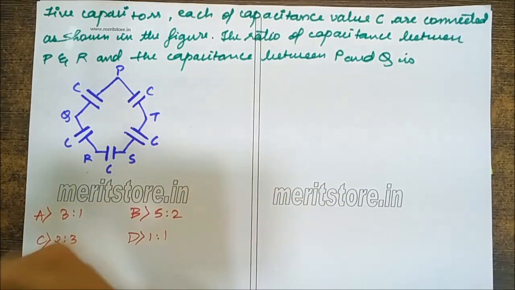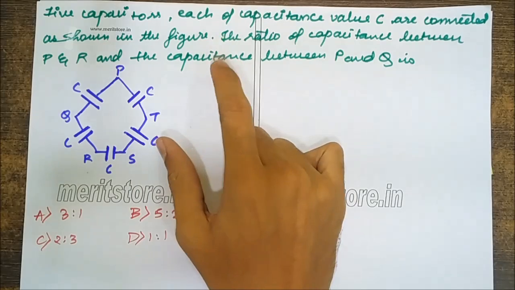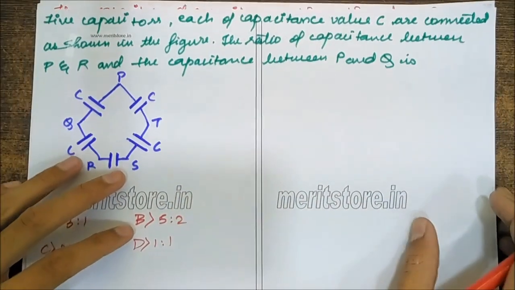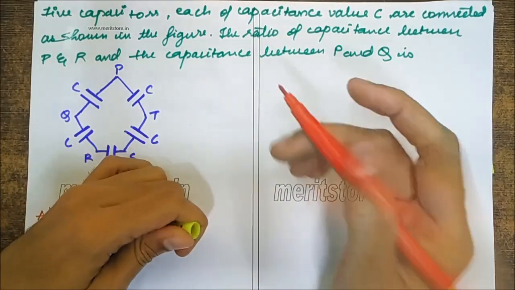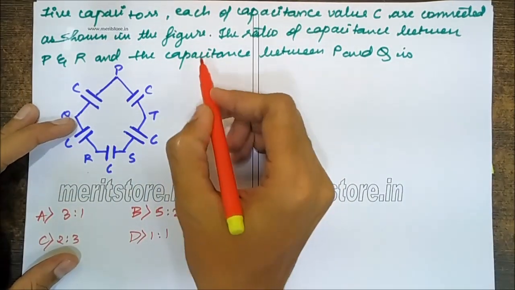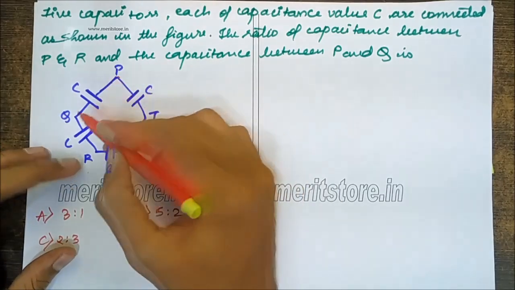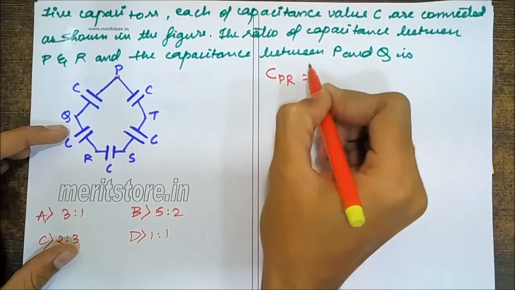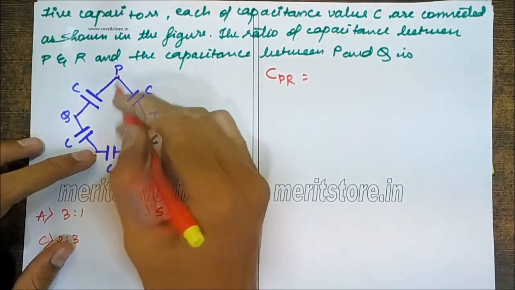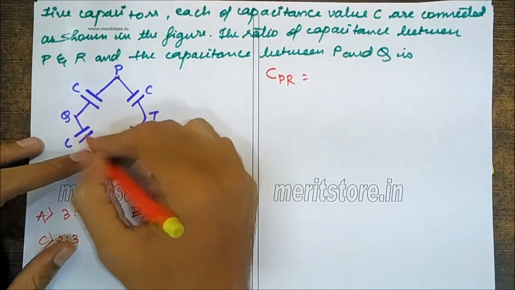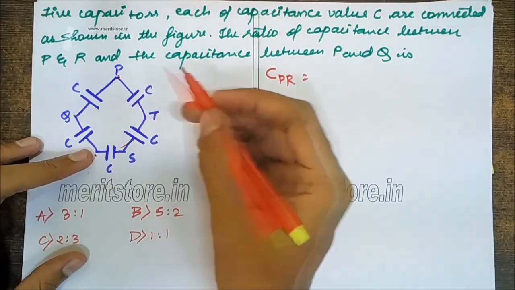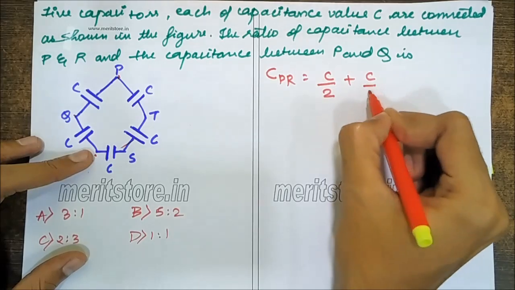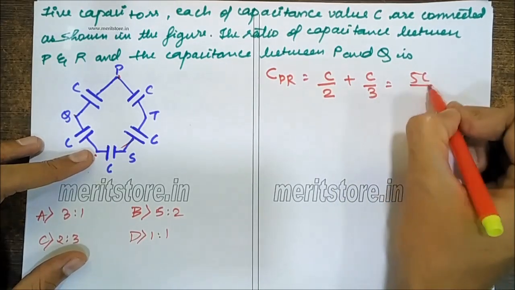There are 5 capacitors each of capacitance C connected as shown in the figure. The ratio of the capacitance between P and R and the capacitance between P and Q is? So we need to find the ratio between the capacitance across P and R and across P and Q. First we will find the capacitance between P and R. Between P and R there are 3 capacitors on one side and 2 on the other side, so they are in series. So we have the capacitance as C by 2 plus C by 3, that will give you 5C upon 6.